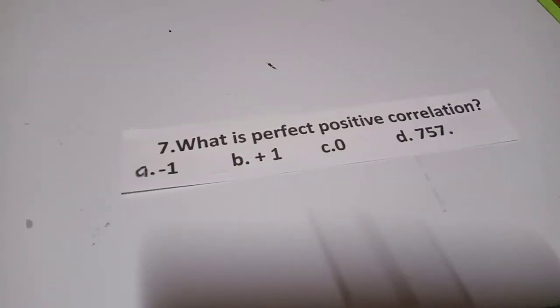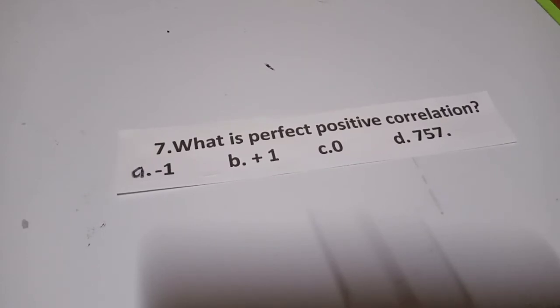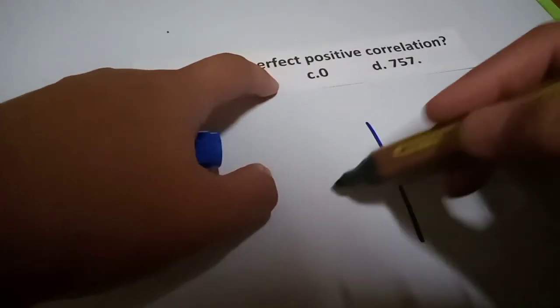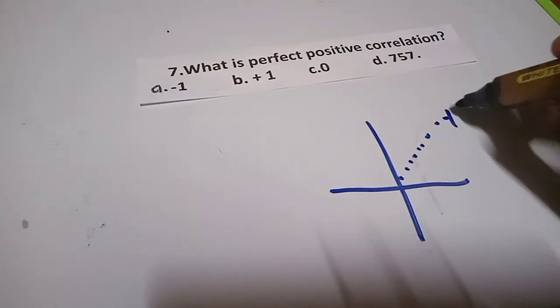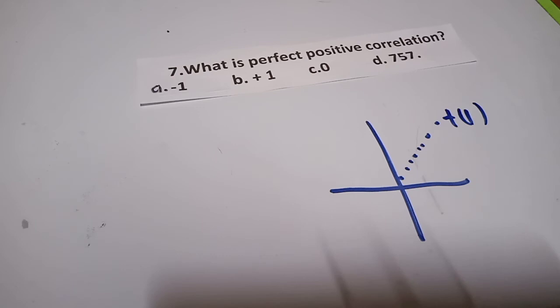Okay, so number 7, what is the perfect positive correlation? Take note, guys, when we speak about perfect positive correlation, it should be positive 1. So positive 1 means 100%. If there is a correlation between the height and the weight, the values of the height and the weight will automatically form a straight line, and that will be a positive 1. Take note, that is 100%.